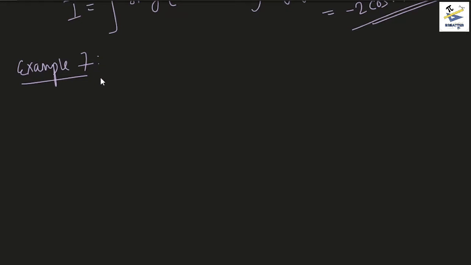Okay, so example 7, evaluate the integral of 2x e to the power x square minus 5 dx.